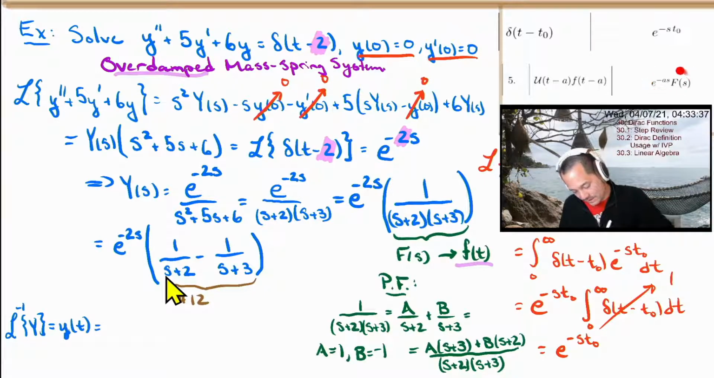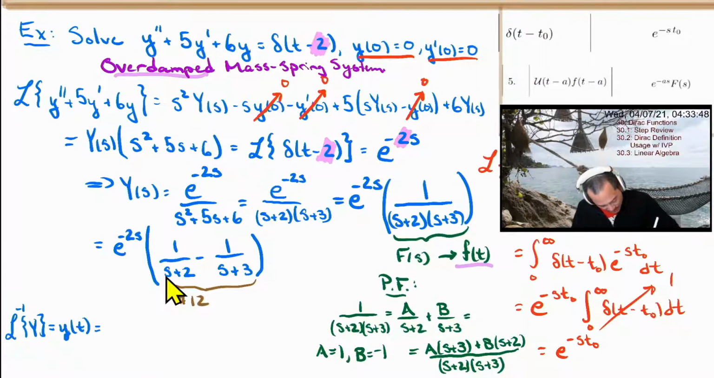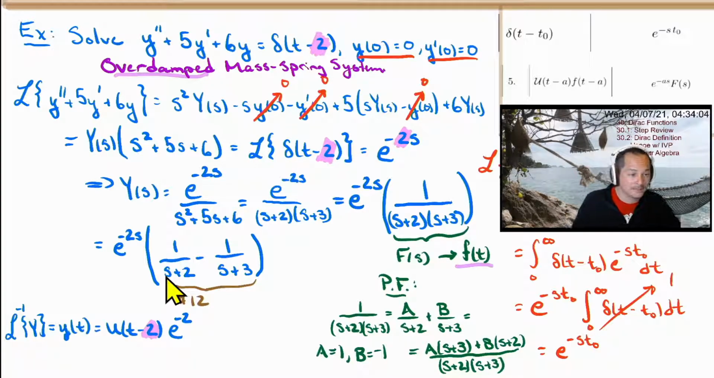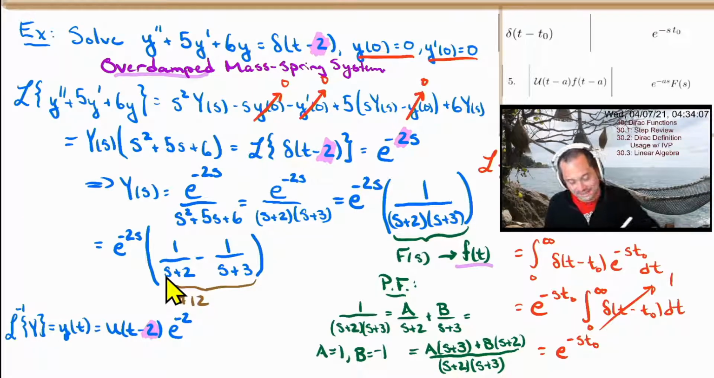Okay, I've got table entry 5. I see my exponential. I see my 1 over s plus 2. Coming back to the time side, I see that this should be u of t minus 2. Things are delayed in time 2 seconds times e to the negative 2. This would normally be e to the negative 2t, right? But what table entry 5 says is that function's got to wait 2 seconds, so shift it over by t minus 2.